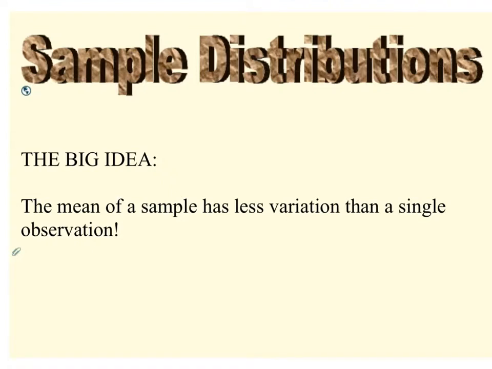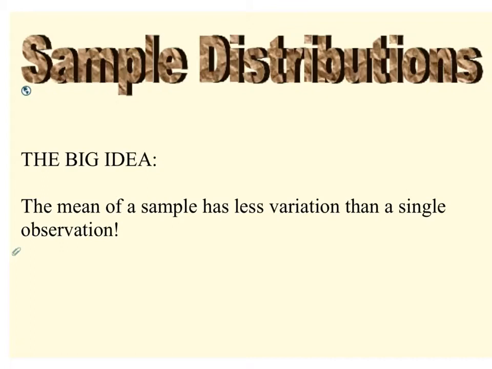So again, the big idea here is that the mean of a sample has less variation than single observations. And I want you to think about it in this way. Imagine you're in a class and you ask everyone for their height, and you collect that. And you make a graph of everyone's height. You expect there to be a range, 5 foot something to 6 foot something. And you calculate the mean.